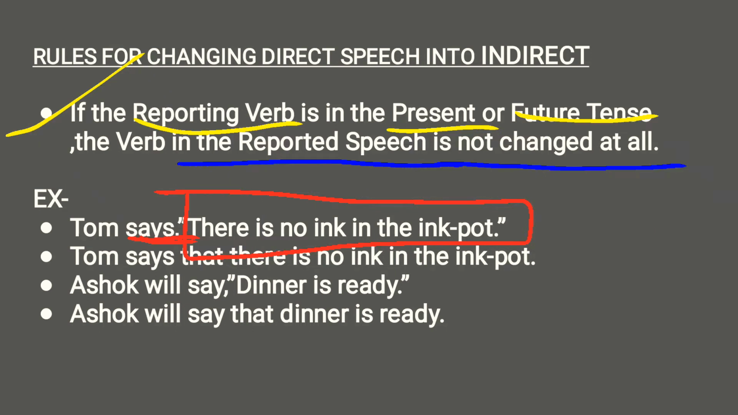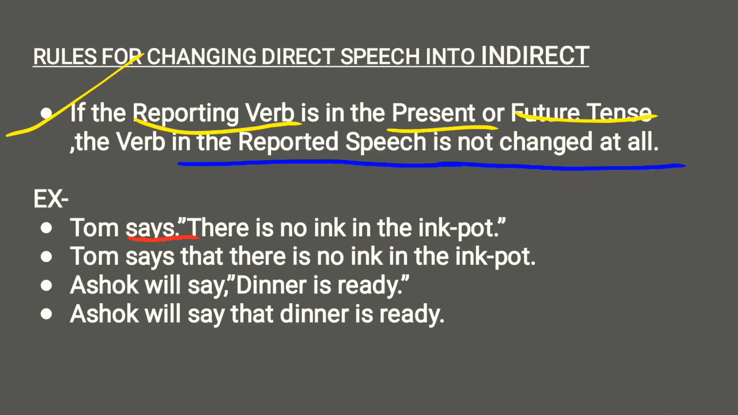Tom says there is no ink in the ink pot. In this sentence, the reporting verb is in present tense, and the reported speech we have just identified. So whenever a sentence is given in this form, the verb in the reported speech is not changed at all. The indirect speech of this sentence is Tom says that there is no ink in the ink pot.